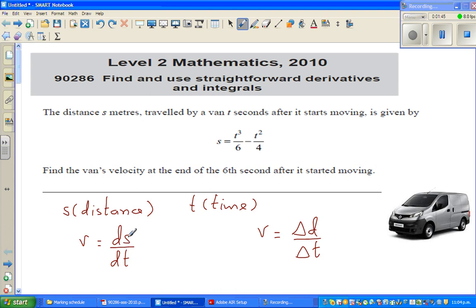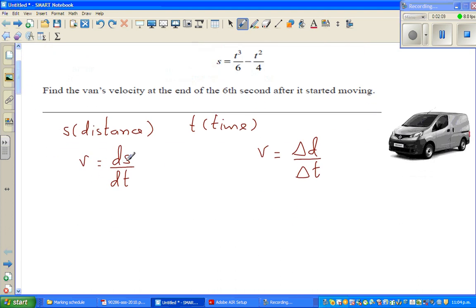The only difference in calculus is ds is an infinitesimally small change in distance, and dt is an infinitesimally small change in time, or you can say instantaneous time. So v is ds by dt, and acceleration is change in velocity over change in time. The only difference we do is dv by dt.